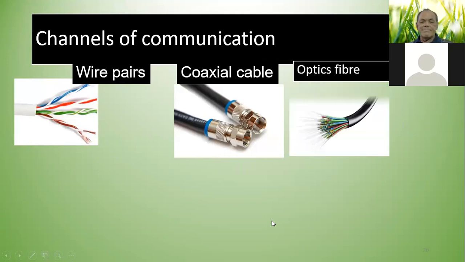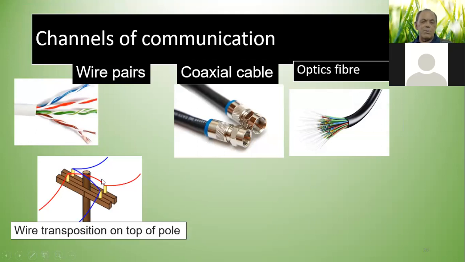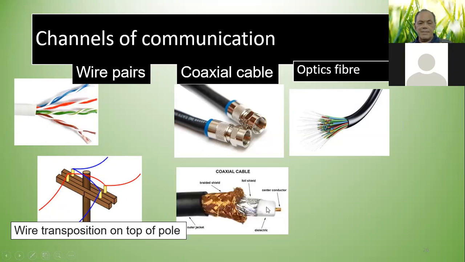Optic fiber, right? There's optic fiber, thinner than your coaxial cable, cheaper also. Right? There's your wire pair, carried on top of a pole. There's your coaxial cable, that's how it looks like. This is your return wire. We use black and white, black and red. So here there's the earth one, there's a signal, there's a center one where they send the signal.